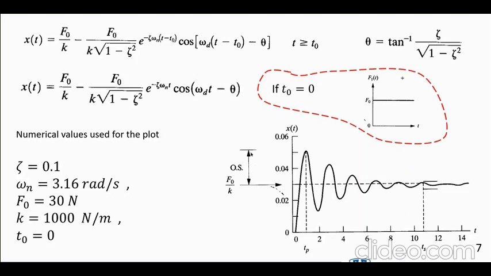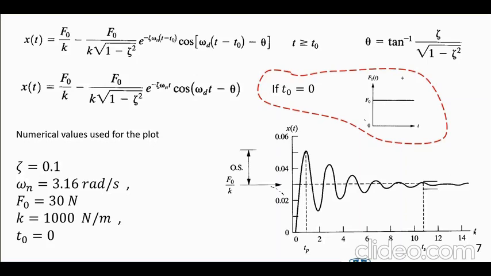Now, those of you who have either taken control theory or will be taking control theory later on, you'll notice that some terminology will pop up. This is called overshoot. This height is called overshoot, the peak response. And after a while, this plot is going to be within some percentage of the actual F naught over K, and that's called settling time.